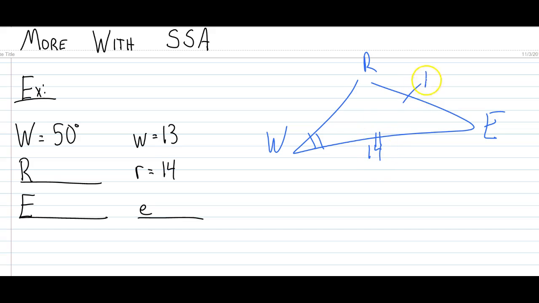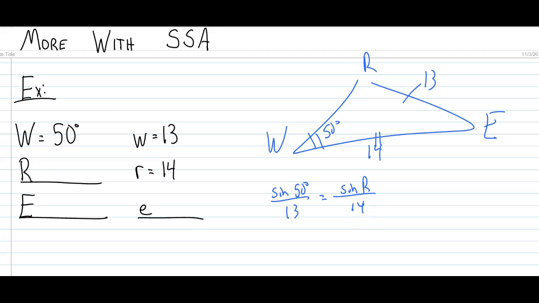So here is the scenario that we are given, and we want to solve the triangle. Now the only way to get this one started is to use the law of sines to find angle r. So you're going to set up the proportion of sine of 50 degrees over 13 is equal to the sine of angle r over 14. So the only variable on that one is the capital R.